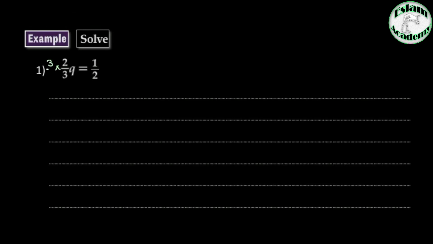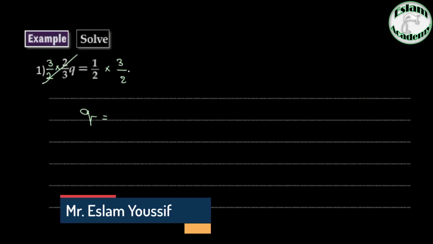So if you multiply by 3 over 2 on the right-hand side and on the left-hand side, you will find that 2 over 3 and 3 over 2 cancel. Then the remainder now will be Q equals 1 over 2 times 3 over 2. So it will be 1 times 3 equals 3 and 2 times 2 equals 4.